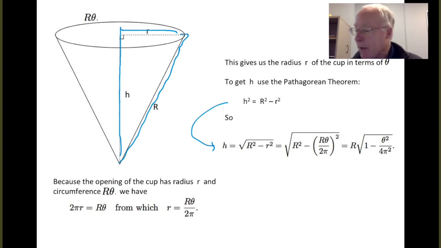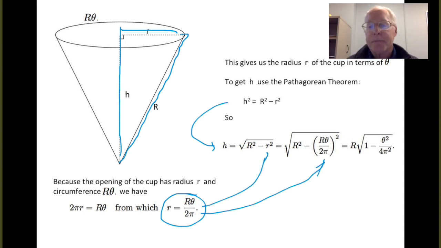And for our next step, we then use the fact that we know what little r is in terms of theta, and we make that substitution for little r. And then a little algebra. Each of these factors under this radical has an R squared factor in it, so we're going to factor that out and bring it outside the radical as an R. And so here is an expression for the height of the cone. So we now have the radius and height, and we can proceed to look at the volume.